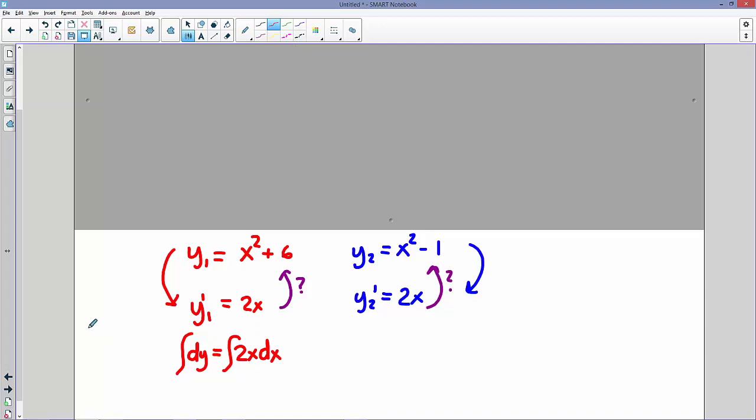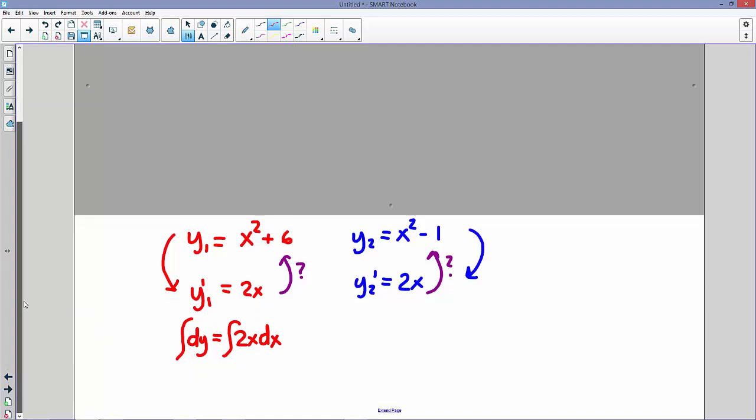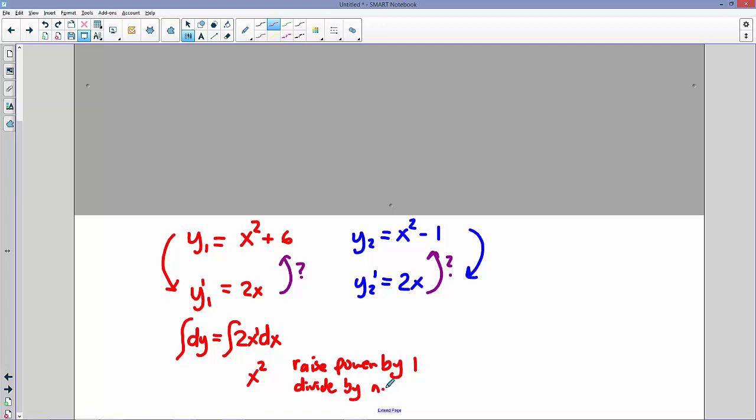And the way we do this is, I call it the reverse power rule. So it's just undoing a derivative. So I'm going to raise the power by 1 here. So I'm going to take my 2x. I'm going to raise the power by 1. So I went from 1 to 2, see? So raise power by 1. And then we're going to divide by the new power.